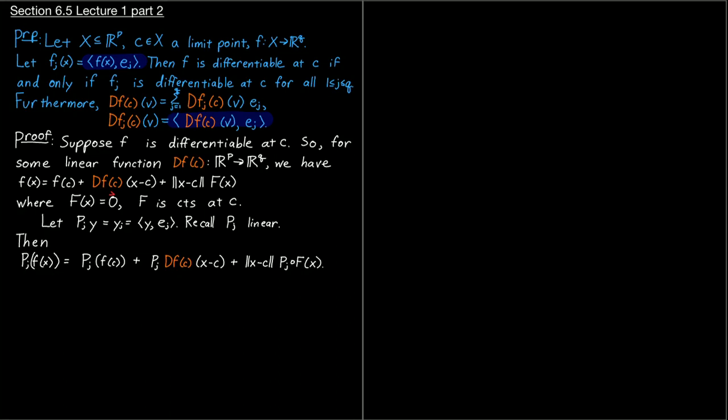And remember what these things are. Pj is the inner product with ej, so Pj of f of x is just fj of x. And then we've got fj of c. Then we've got Pj df of c, which remember is a linear operator. We put in x minus c. Then Pj composed with F, we're just picking out the jth component of big F.